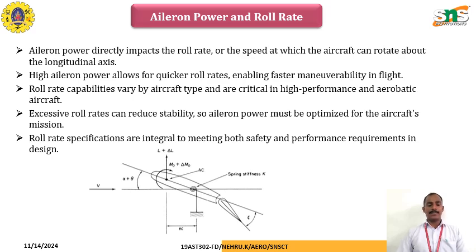Aileron power and roll rate. Aileron power directly impacts the roll rate, or the speed at which the aircraft can rotate about the longitudinal axis. Higher aileron power allows a quicker roll rate and enables faster maneuvering in flight during operation. Roll rate capabilities vary by aircraft types and are critical in high performance and aerobatic aircraft. Excessive roll rate can reduce stability, so aileron power must be optimized for the aircraft mission.